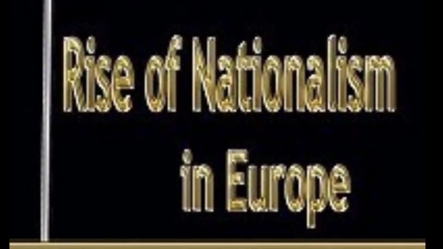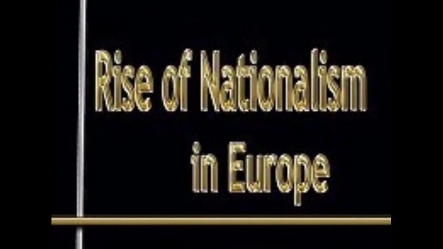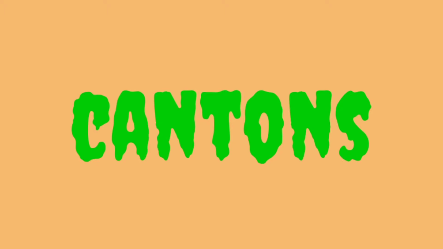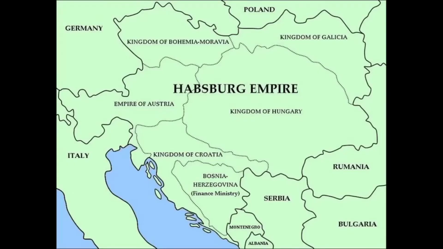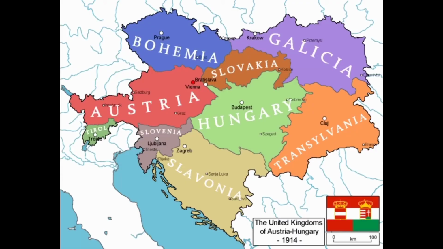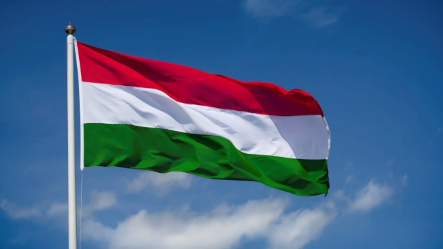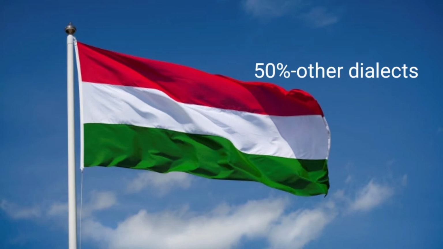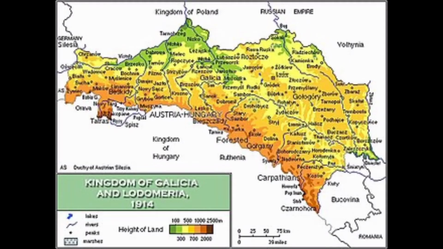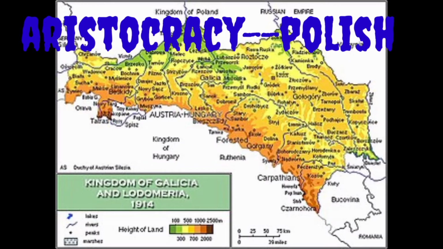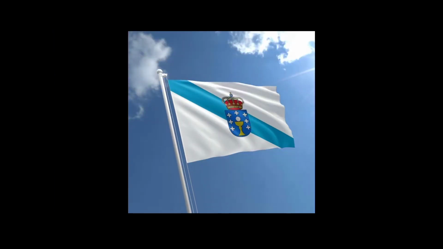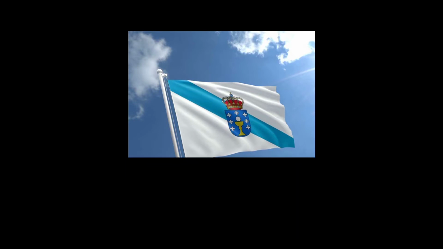Now we'll see the making of nationalism in Europe. Rulers of duchies and cantons had their autonomous territories. The Habsburg Empire ruled over Austria-Hungary. In Hungary, about 50% of the people spoke Magyar and another 50% spoke other dialects. In Galicia, the aristocracy spoke Polish. Besides this, in the north there were Bohemians and Slovaks, in the south Slovenes in Carniola, Croats, and in the east, Romanians.